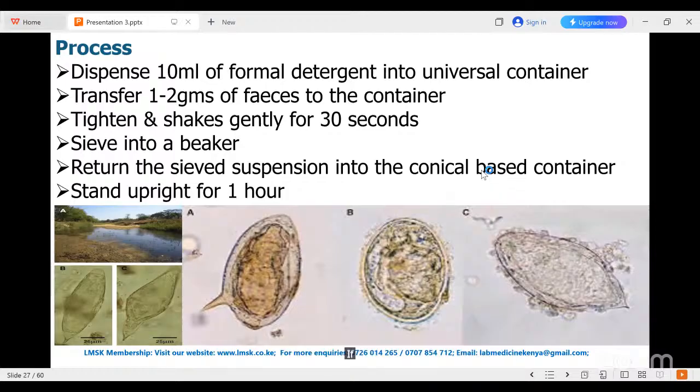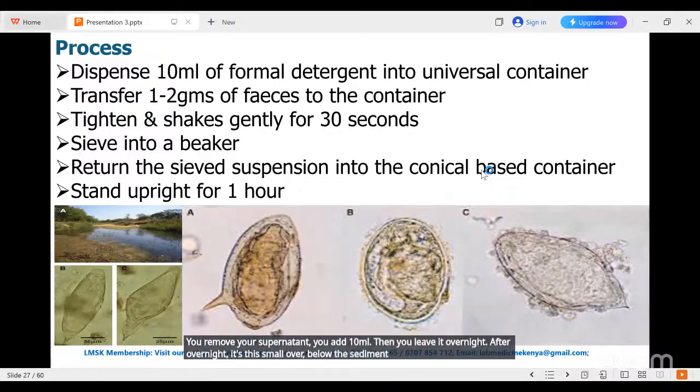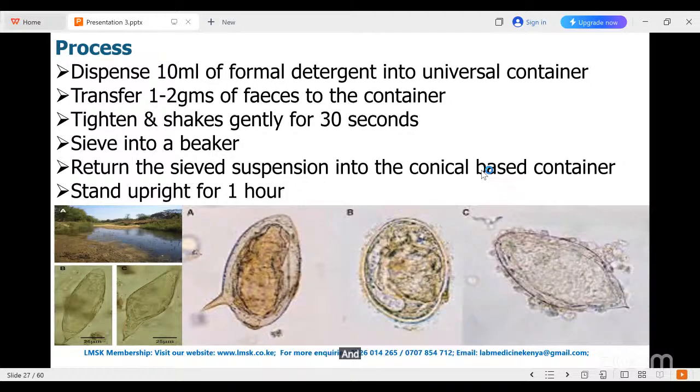If you are suspecting small ova, after 1 hour, you remove your supernatant, you add 10 ml, then you leave it overnight. After overnight, these small ova will settle as sediment at the bottom of the tube, and you examine the deposit.